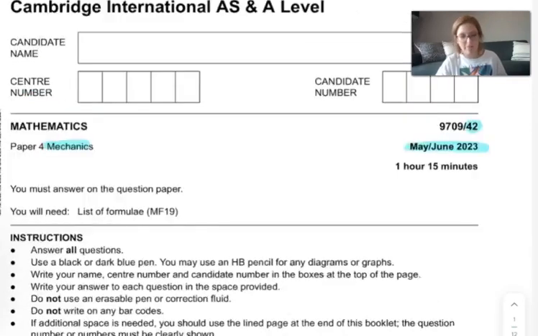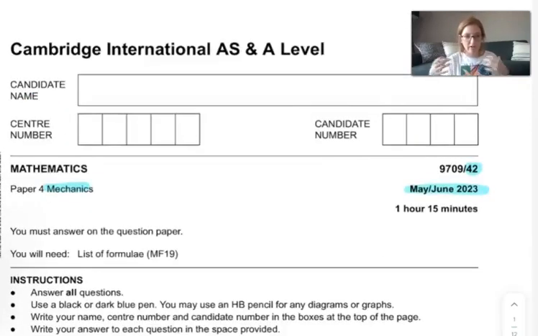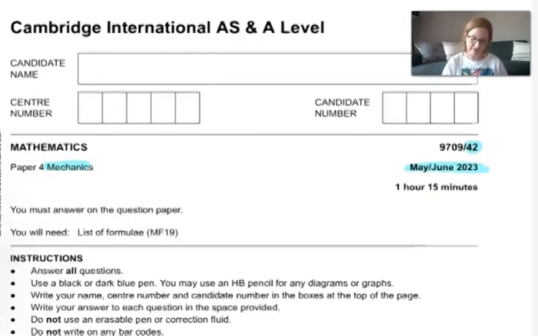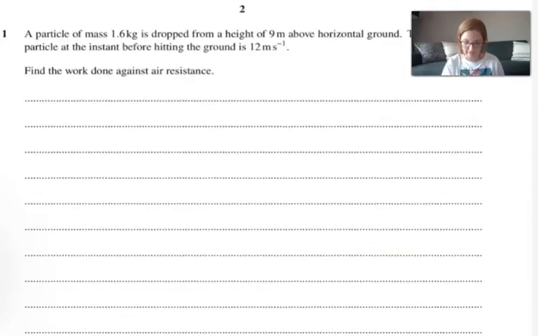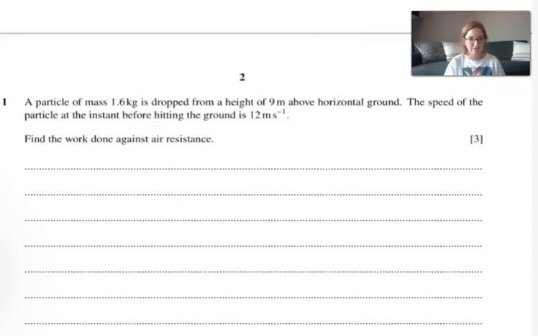I guess the goal for this paper is to go as fast as possible. Obviously, I'm going to want to be explaining concepts as I go, but I'm going to try and do it just as quickly as possible. All right, let's start into the first question.